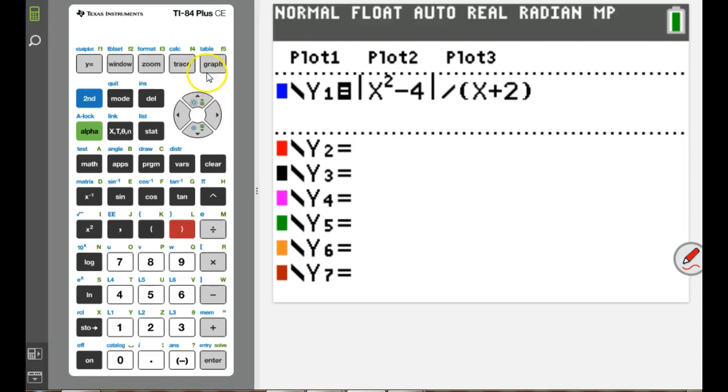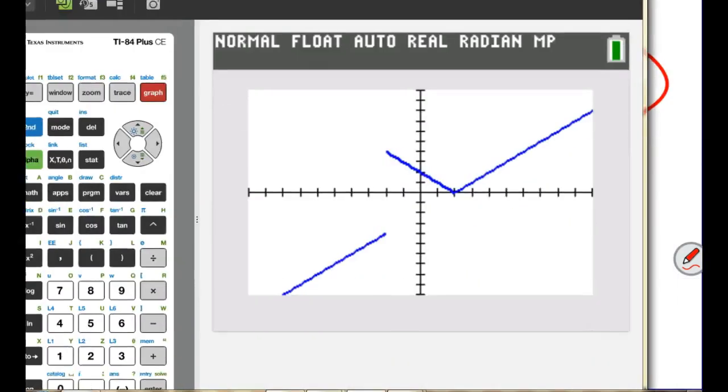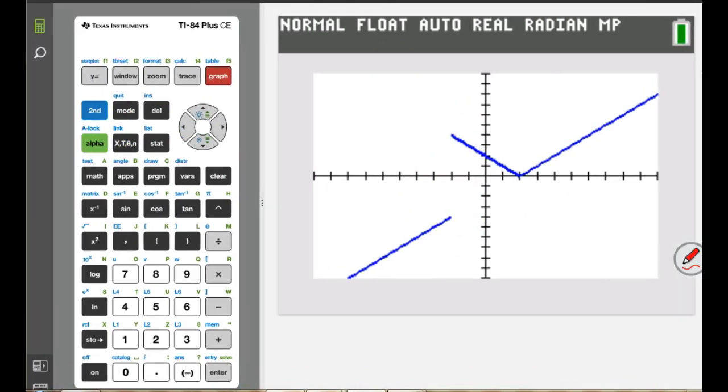Okay. I want to see what that graph looks like. Oh, cool. So what's happening at -2? Is that where they asked us to find? Yes. What's happening at -2, guys? Does the limit exist? Sure doesn't look like it.